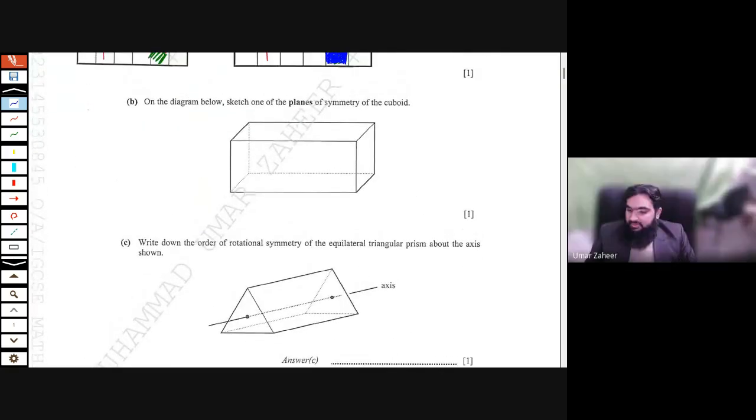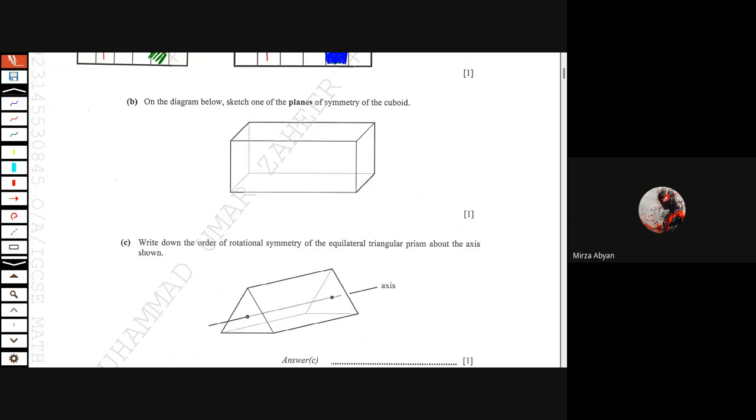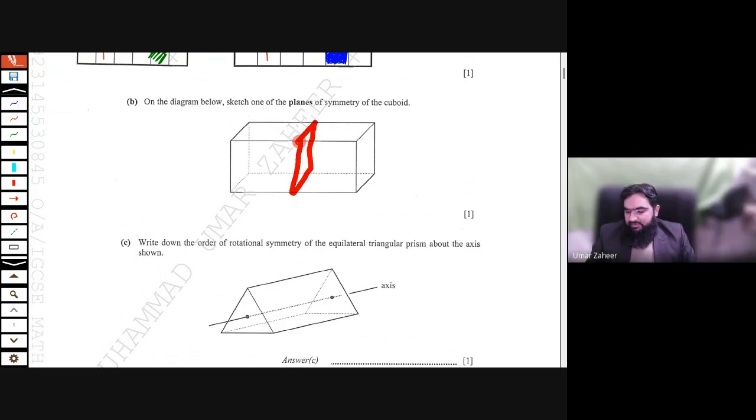Yes, sir. Right. On the diagram below, sketch one plane of symmetry of the cuboid. We have done 3 planes of symmetry for the cuboid, right? The one that separates the top half, and yes, it is 1, 2, and 3. You can draw any one. Let's say I draw this one. It says you just have to draw one plane of symmetry. Is it clear? Yes, sir.